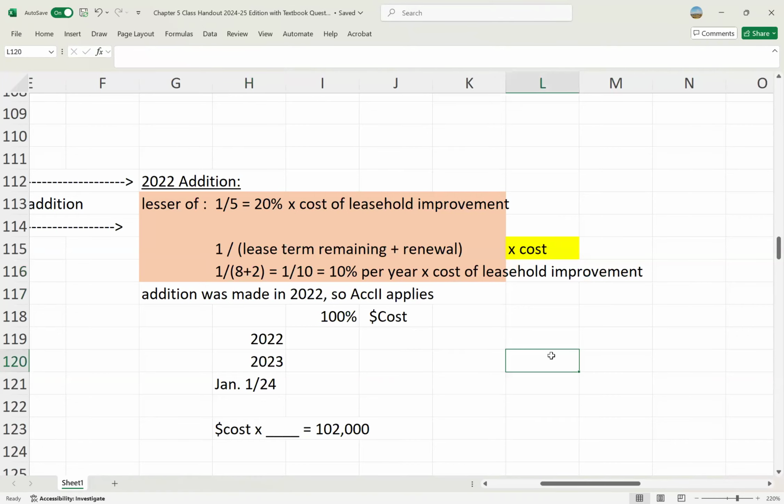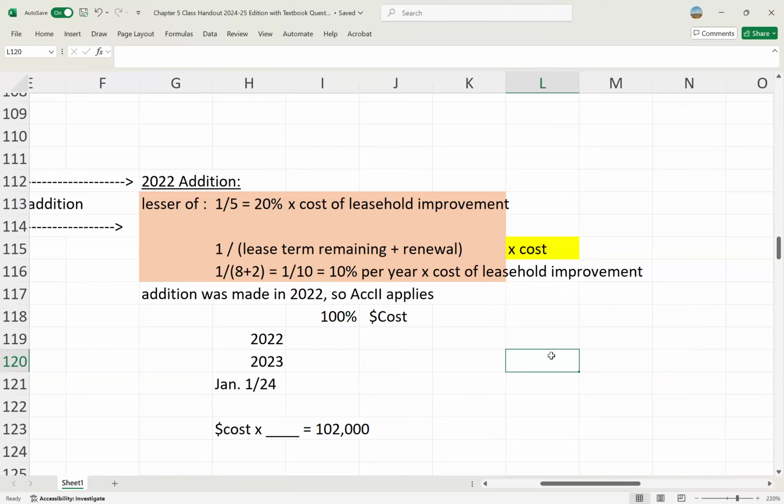And so 1/5 is 20%, 1/10 is 10%. So obviously 1/10 or 10% is the lesser of the two. But once again, the only thing that complicates the calculation is we can't just take 10% a year because of the accelerated investment incentive.